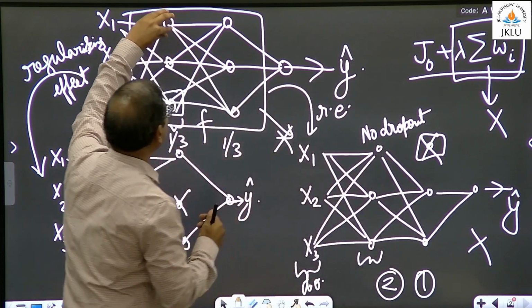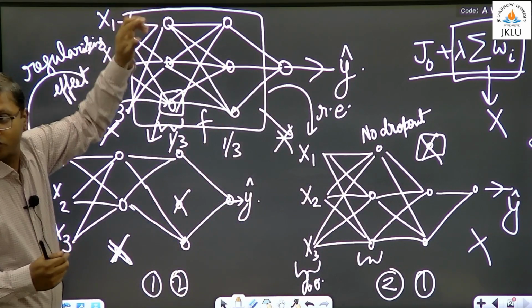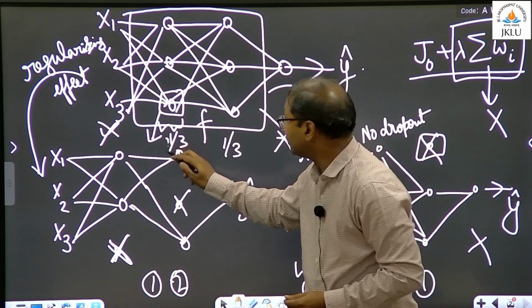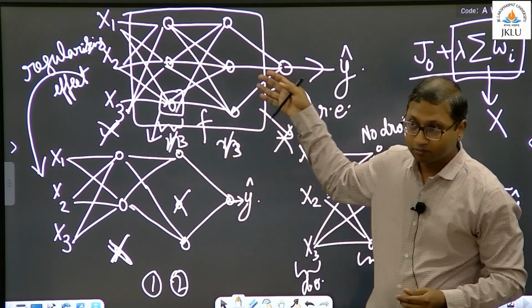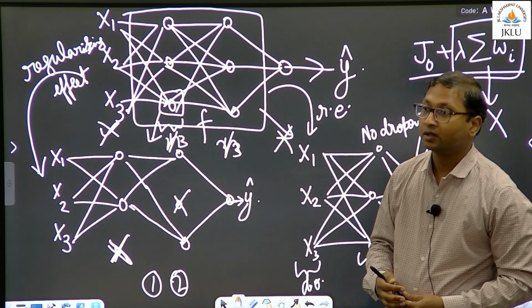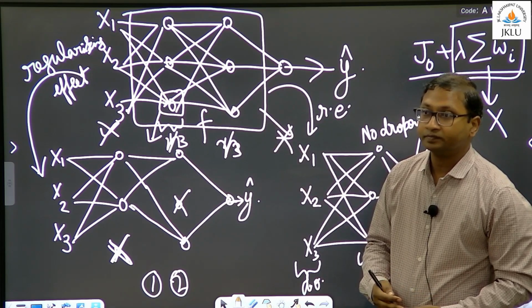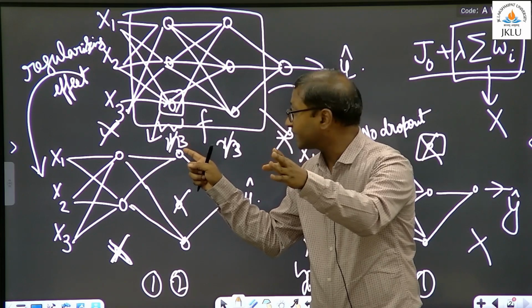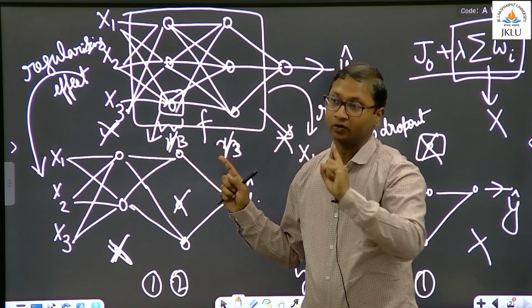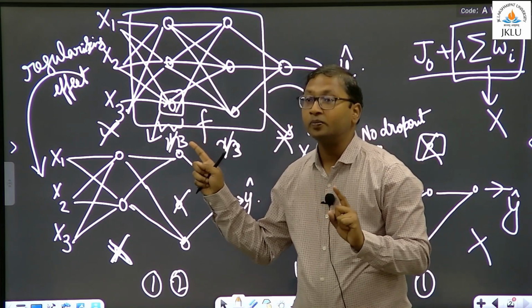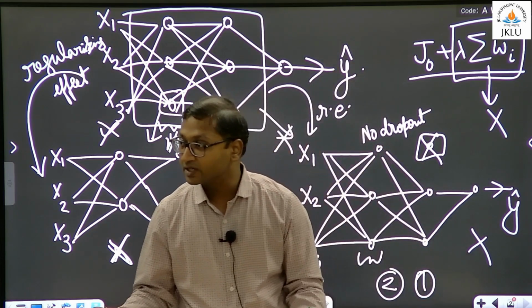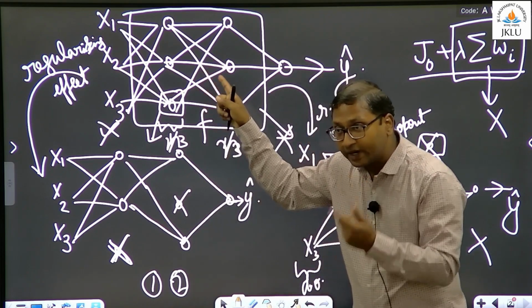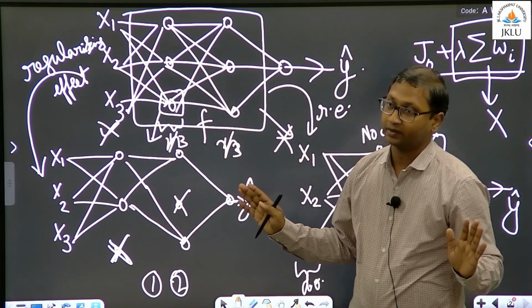If I drop here, how many do you get? 9. And if I have n neurons here, how many different ones will you get? You get that only if I say I will be dropping exactly one neuron. If I say I can drop 2 neurons, will it still be n squared? It will be much more than that, right? So the number of sub-networks that you have is exponentially many.